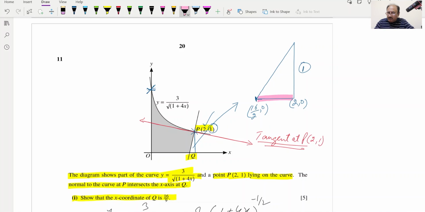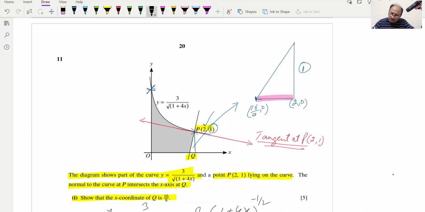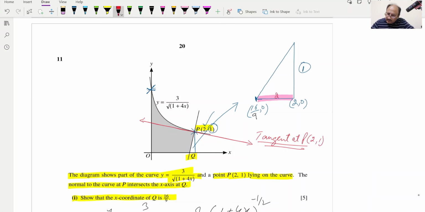This side will be how much? This will be 2 minus 16 over 9. So we can do 2 minus 16 over 9. Yeah, why have I written 16 over 2? This should be 16 over 9. And this will be equal to 2 by 9. So this side is 2 by 9.